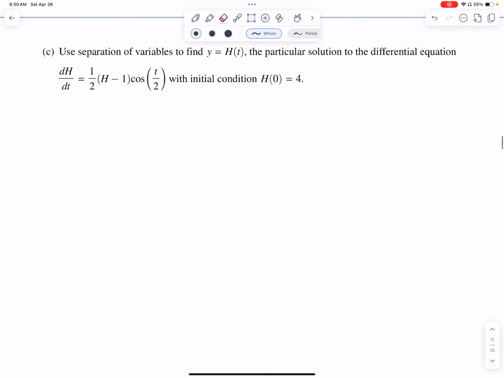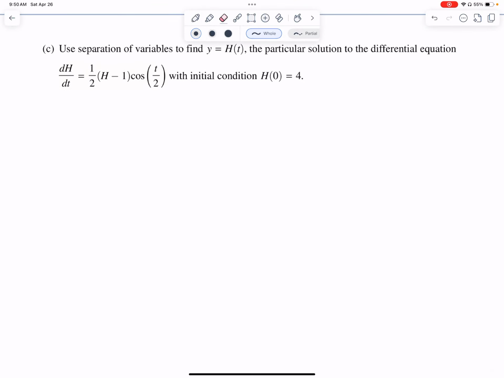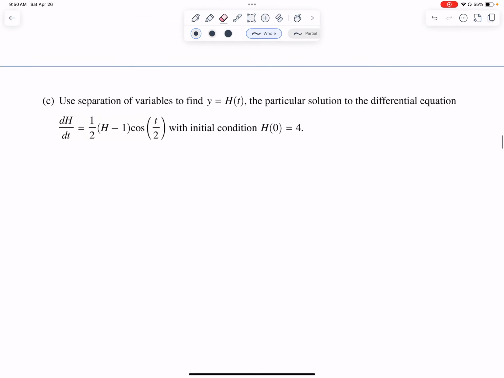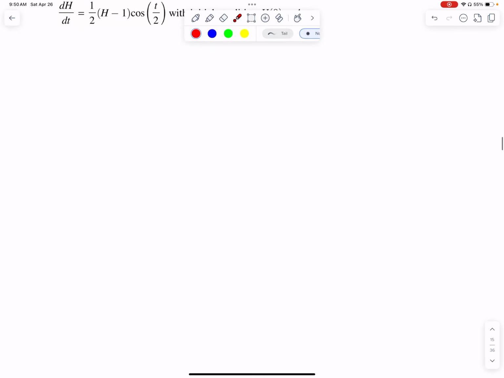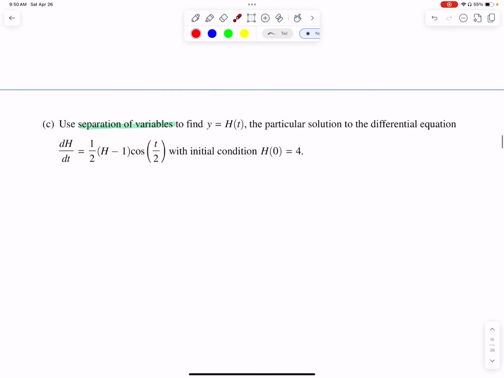Okay. Let's start breaking this thing down. The first thing that I'm going to break down is the fact that it says use separation of variables. I can almost guarantee if you do not separate your variables correctly, you get 0 points on this. The max that you can have is whatever you got before it. And the second part of this, where it says y is equal to h of t, implies that you need to solve for h.